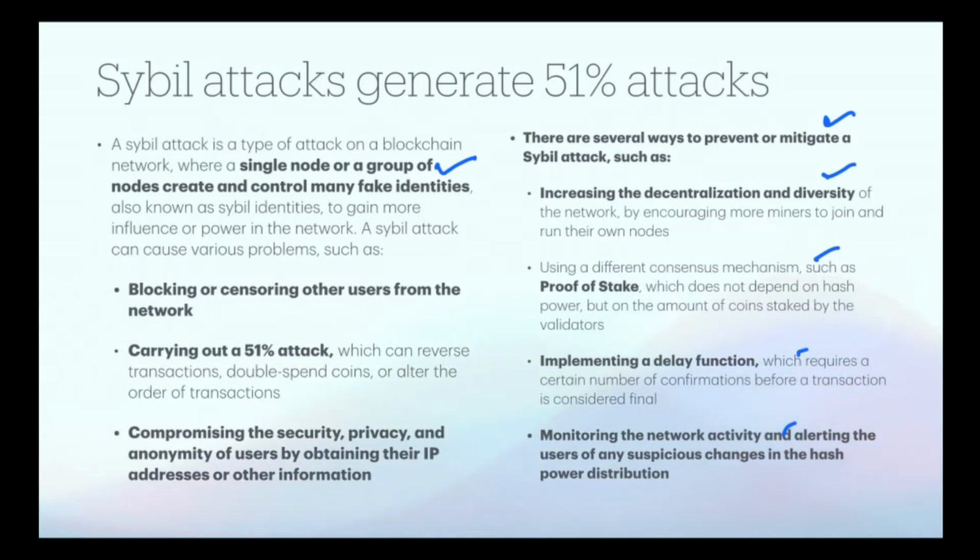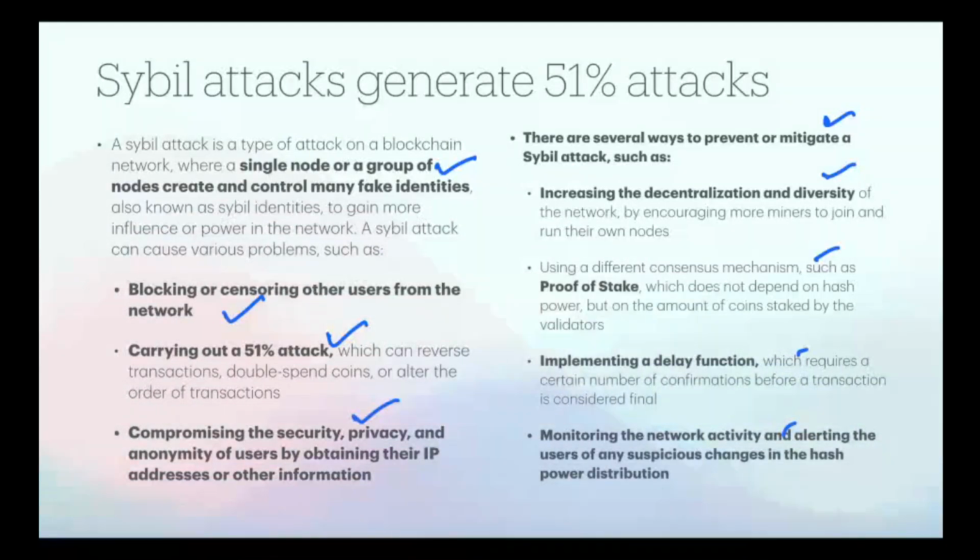Now here in blockchains we have blocking or censoring other users from the network. The Sybil attack blocks or censors other users from the network. That means it will directly block some of the users who already own a number of coins or nodes. Then carrying out a 51% attack. The Sybil attack can trigger a 51% attack, which can reverse transactions, double spend coins, or alter the order of transactions, like we have seen in the previous slide.